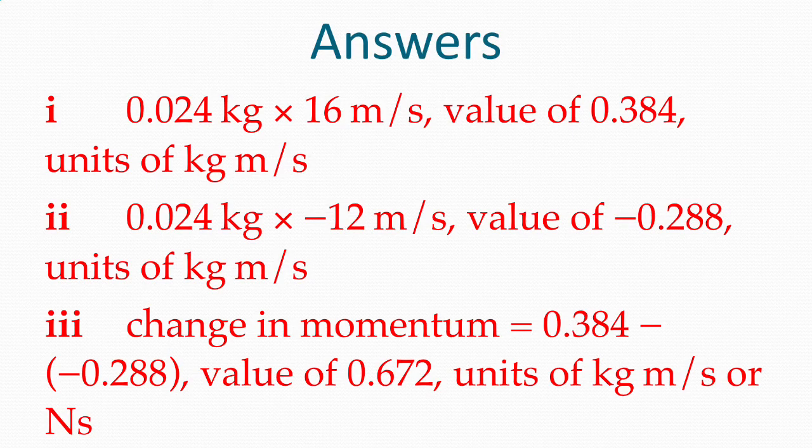For the second part of the question, the mass again is 0.024 kilograms, and this time we're multiplying it by the velocity. Notice the minus sign to show it's going in the opposite direction, so minus 12 meters per second, giving a momentum in the opposite direction of 0.288 kilogram meters per second. The difference between the two values is 0.0672 kilogram meters per second.